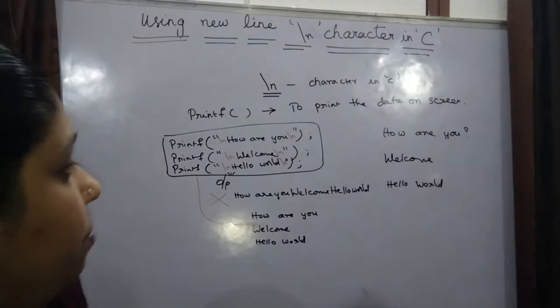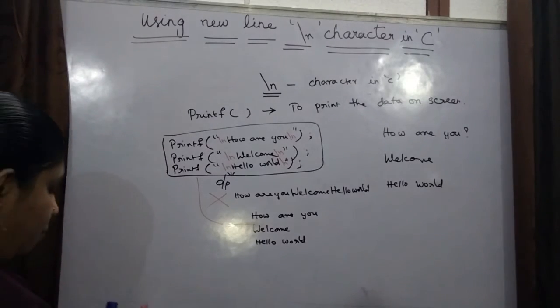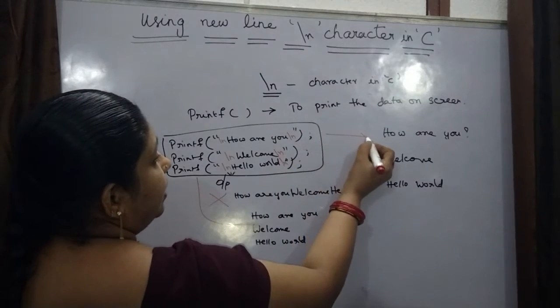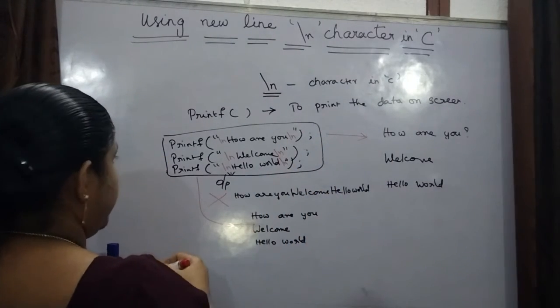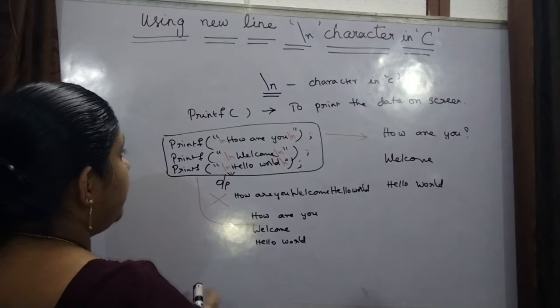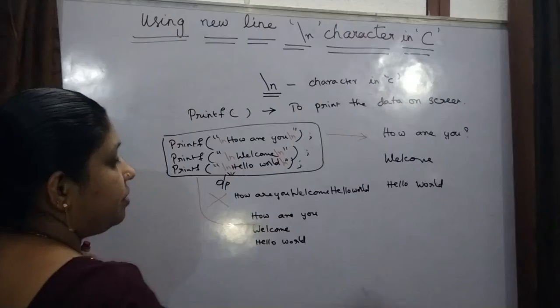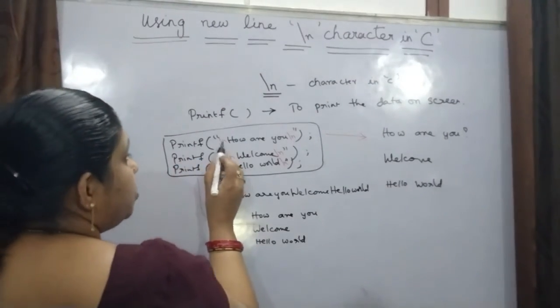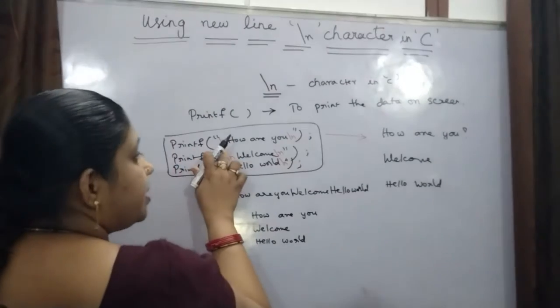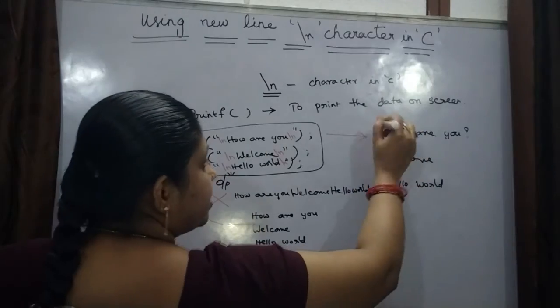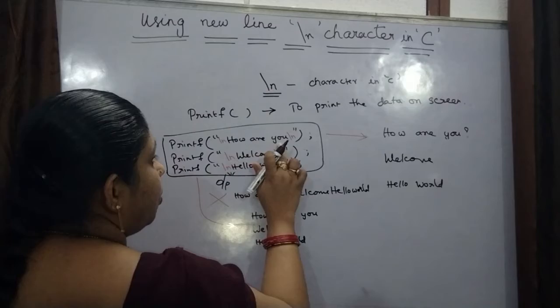Okay, one more \n, you will get the data in this format. What happens? I will tell you. Now the compiler starts compiling, it runs. When the compiler comes to this position, it will see \n, and it will come to the next line, and it will print the how are you.